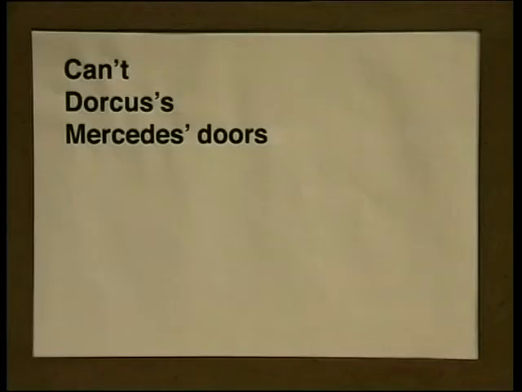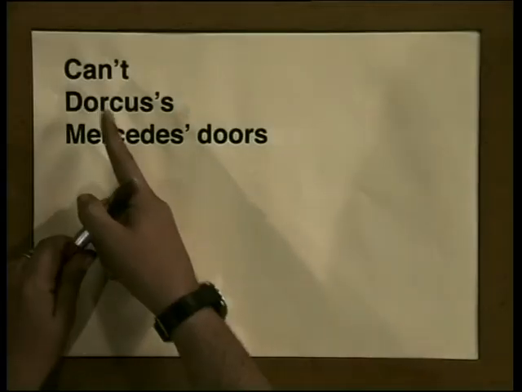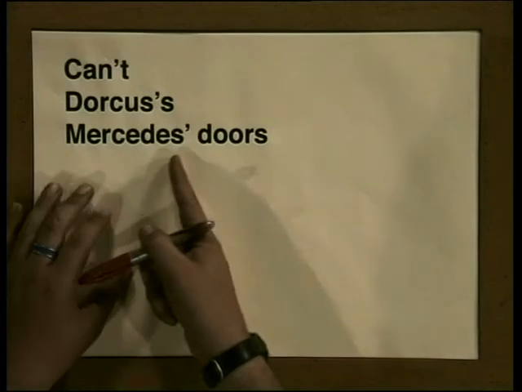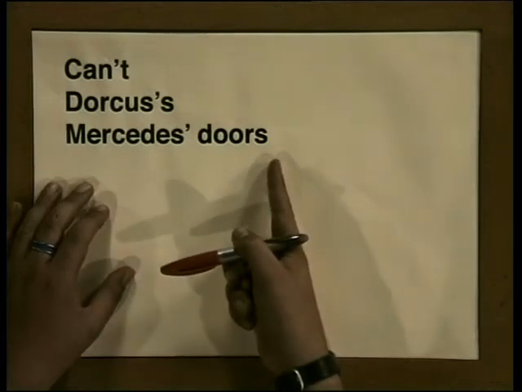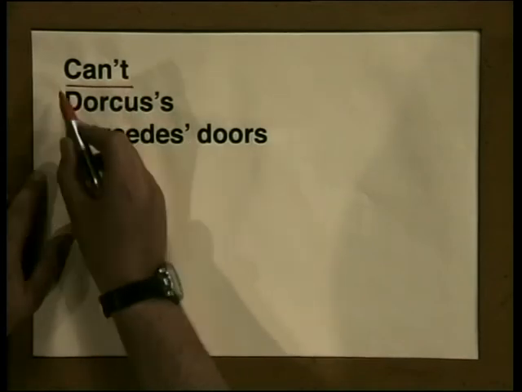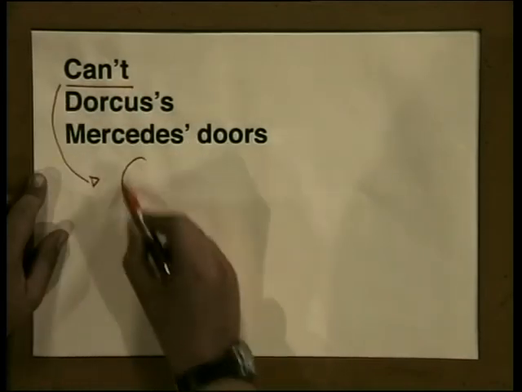Now, in these examples, let's work out whether we're dealing with omission or with possession. Here they are. Can't, Dorcas's, and the Mercedes' doors. Have you tried to work these out on your own? Well, now let's look at them together. Our first example, can't, is really the word cannot.